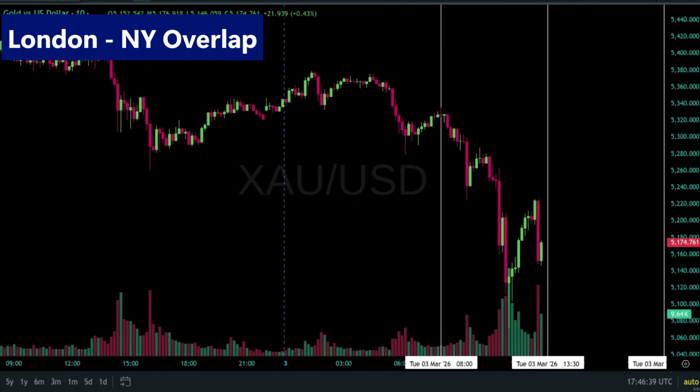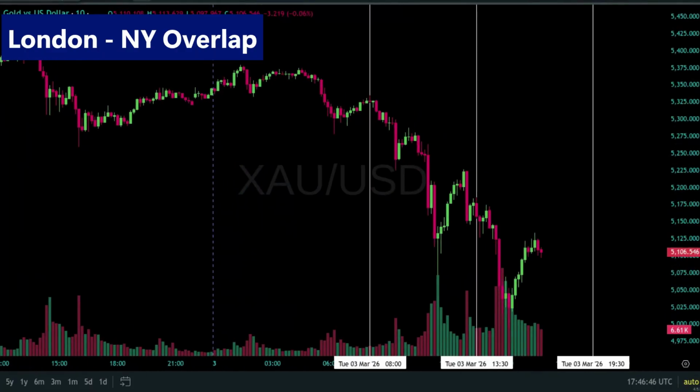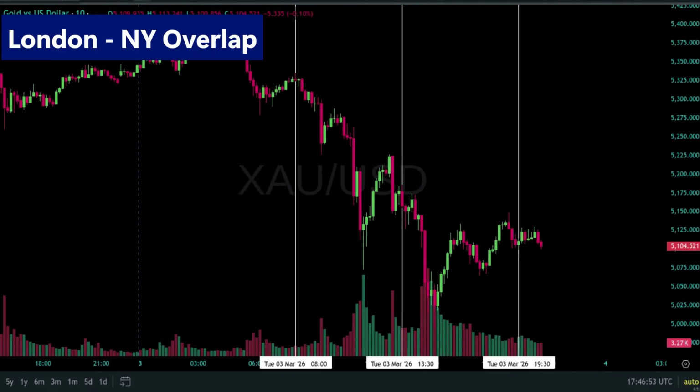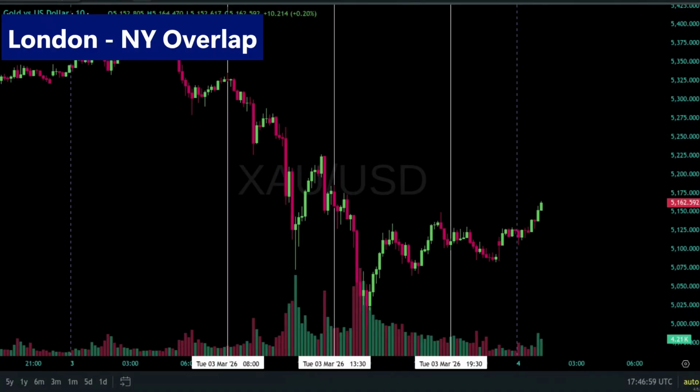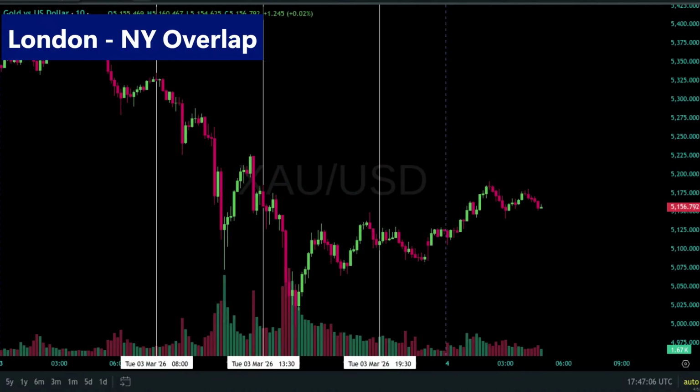Look how volume increases aggressively. That's why gold moves faster during this session. So if you want good entries, this is one of the best times to trade.